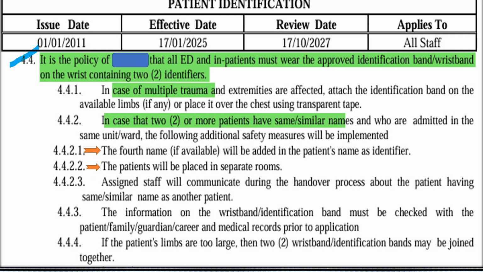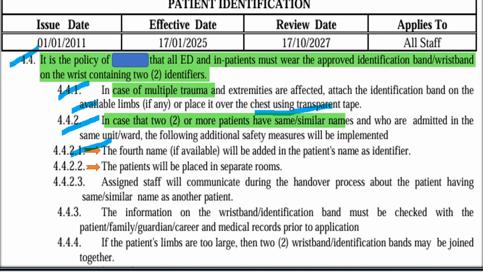Okay, let's continue. It is the policy of our institution that all emergency department and inpatient patients must wear the approved identification wristband containing 2 identifiers. Now, in case of multiple trauma and the extremities are affected, attach the identification band in the available limbs or place it over the chest using a transparent tape. Now, in case 2 or more patients have the same or similar names and are admitted at the same unit or ward, these are the following safety measures that must be implemented.